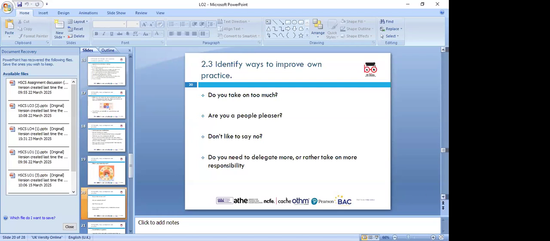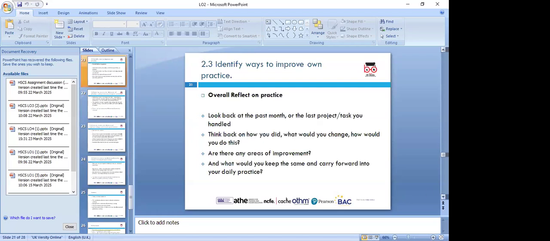And then we could move on and say, so therefore, we can have an overall reflection on the practice. You have to look back every now and then at the past, look back at the past month or the last project or task you handled. Think back on how you did. What would you change? How would you do this? Are there any areas of improvement? Very, very important. And what would you keep the same and carry forward into your daily practice?